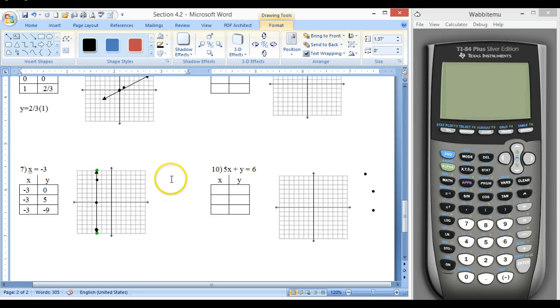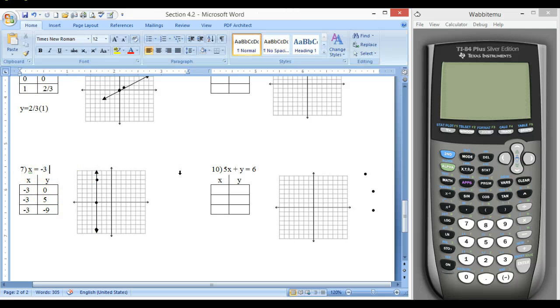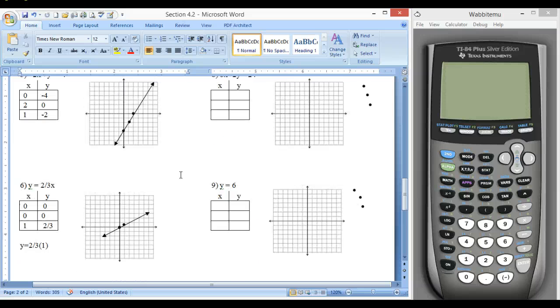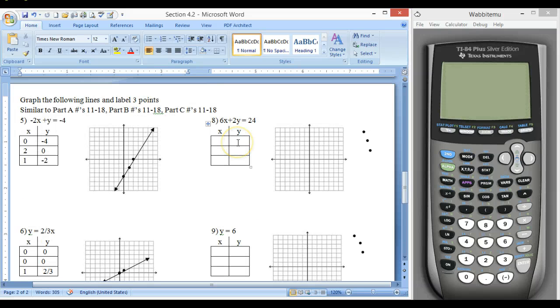And there we go. So this one is a vertical line where x equals -3. Let's go to the next one. 6x plus 2y equals 24. I'm going to set up my table with my x and y intercept, and then I'm just going to do a 1 because it's fast.